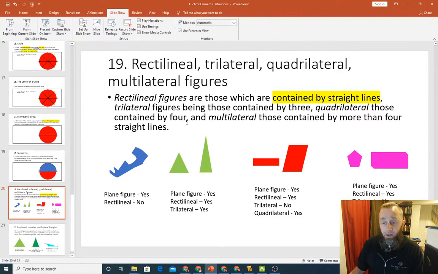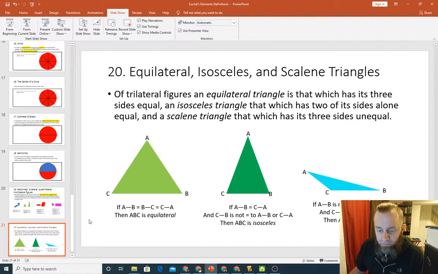After that, we really quickly defined rectilineal, trilateral, quadrilateral, and multilateral figures, and that was fairly straightforward. We just noticed that rectilineal figures are ones contained by straight lines. Plane trilaterals are three straight lines, quadrilaterals are four straight lines, and multilateral are more than four straight lines. Then we said equilateral, isosceles, and scalene triangles, and we defined those. An equilateral triangle is one where all the sides are equal. An isosceles triangle is one where two sides are equal. And a scalene triangle is one where none of the sides are equal. And that is as far as we got.